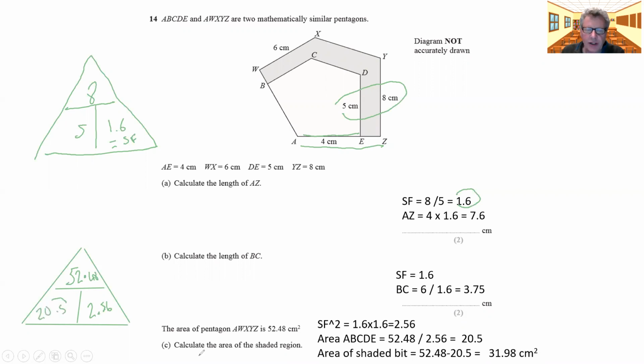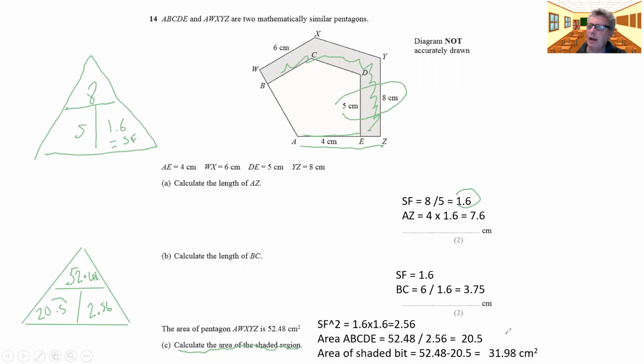But you've got to read the question. Calculate the area of the shaded region, which is this bit here. And that's basically the big triangle take away the little one. Triangle. It's not a triangle, it's a pentagon. Sorry about that. So the area of the big pentagon is 52.58, and the area of the little one's 20.5. If we take them away from one another, we end up with 31.98.